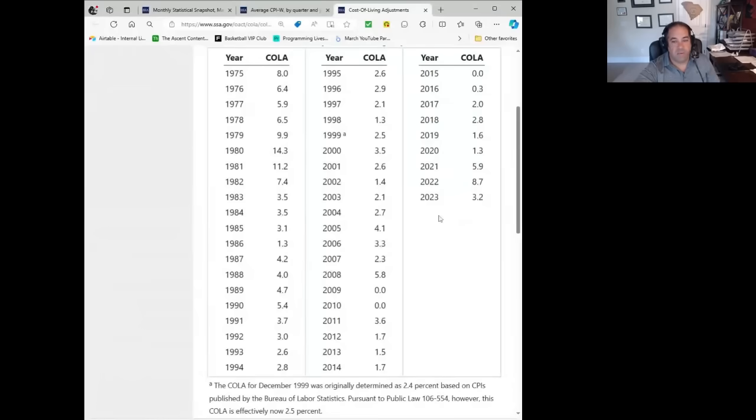Now, one thing that's worth noting is that these years are kind of misleading, in the sense that you don't actually get the cost of living adjustment until the following year. So, for example, it says the 2023 cost of living adjustment was 3.2%. Now, those go into effect in December of each year. You can see the little footnote under it, the COLA for December 1999. So each year these go into effect in December.